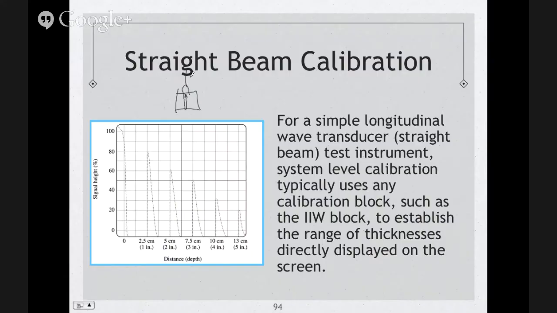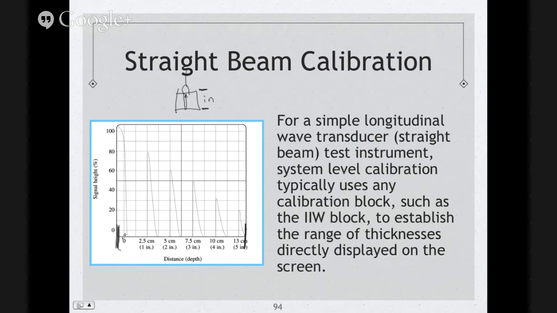So if this block is 1 inch, what's the range on my machine right now? It's 5 inches. From 0 to 5. My screen is measuring 5 inches. Okay, 5 inches.